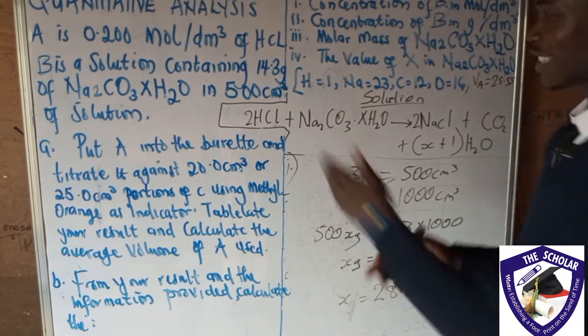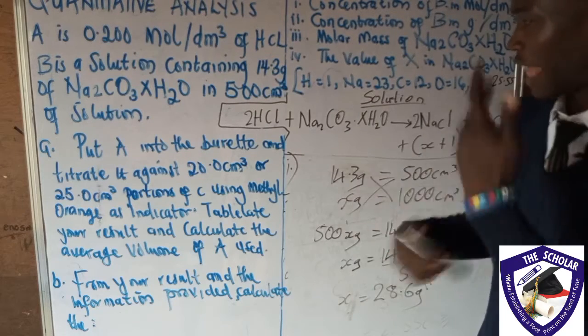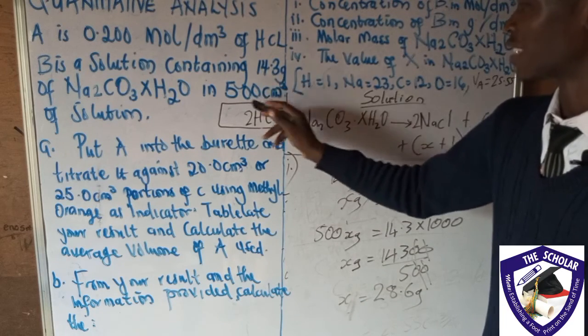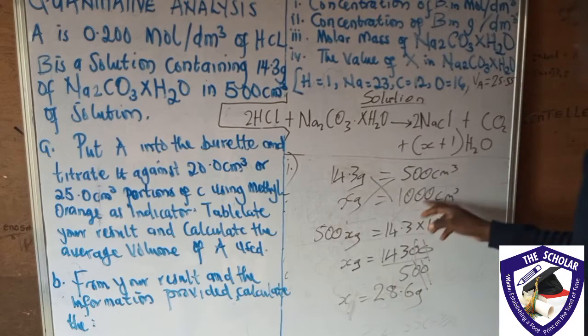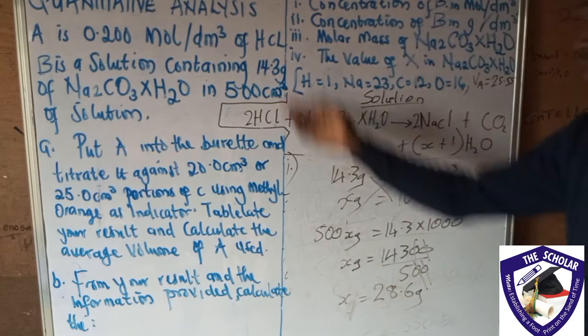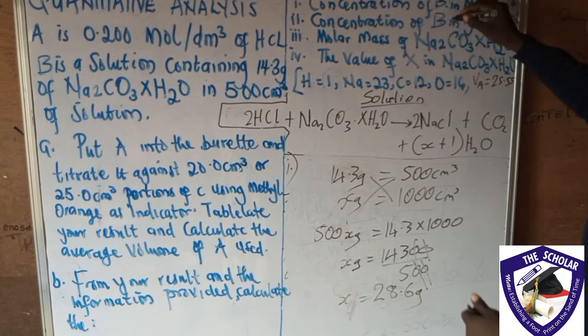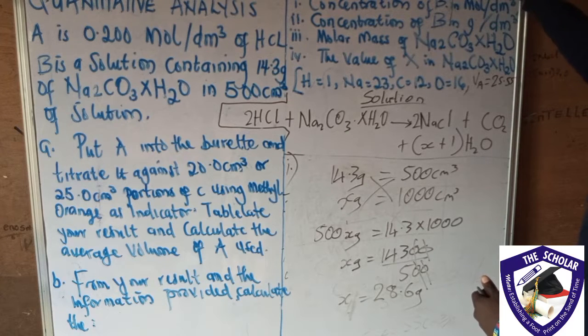It is very simple mathematics. You could even assume you are given 14.3 in 500. You have 500 two times in 1000. 14.3 times 2 will give you 28.6. So for this, we have 28.6 gram.